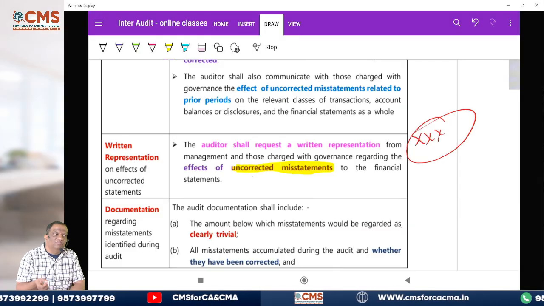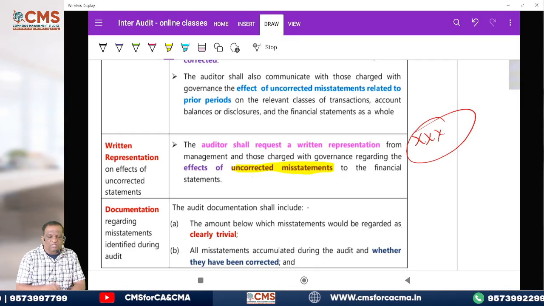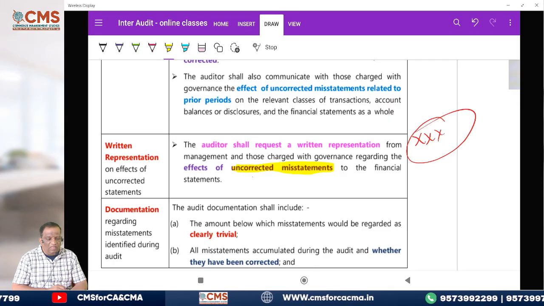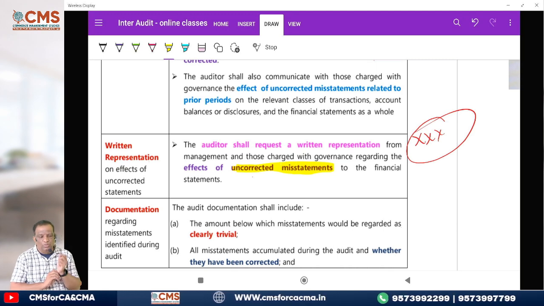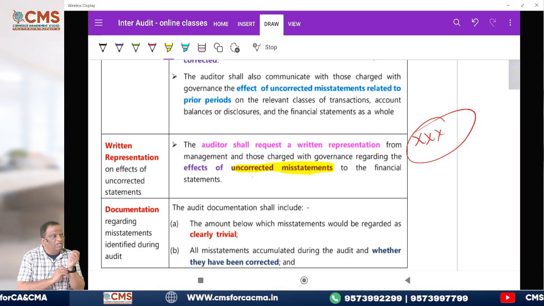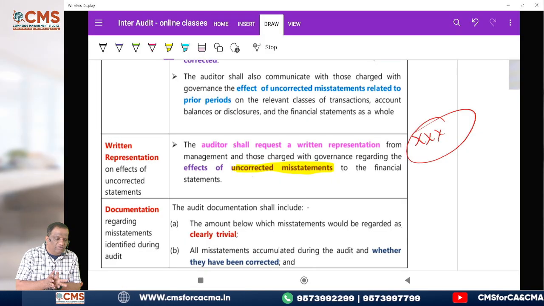Likewise, when the management is unwilling to correct, they may have a solid reason. That is why you take this written representation, saying that, yes, this is the reason and why they are not correcting it. Keep it with you, for two things. Either they may give you the logic, or they may tell you that these uncorrected misstatements are not very material. Whatever it is, you have to take it.